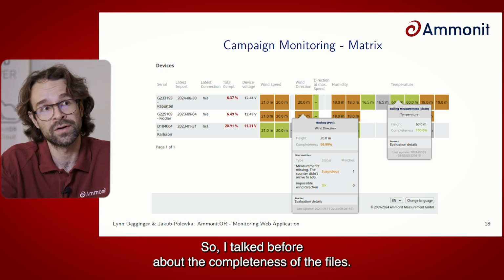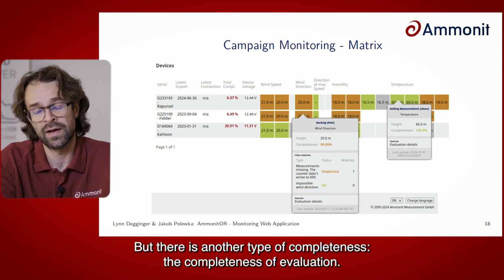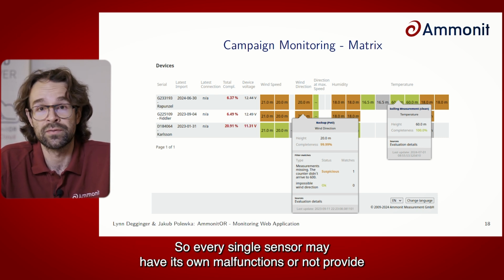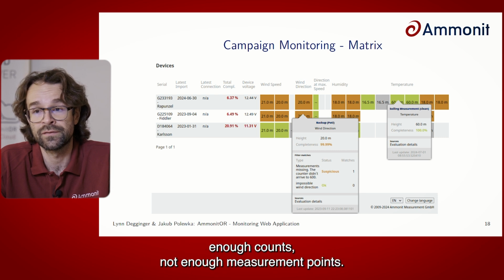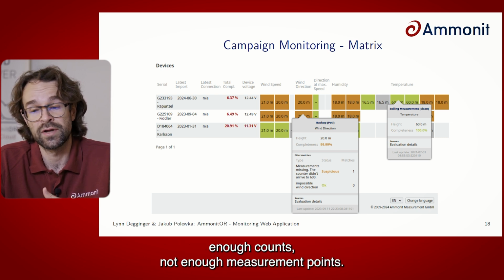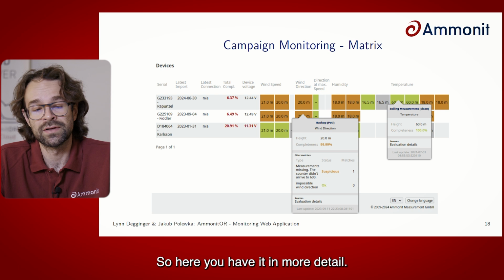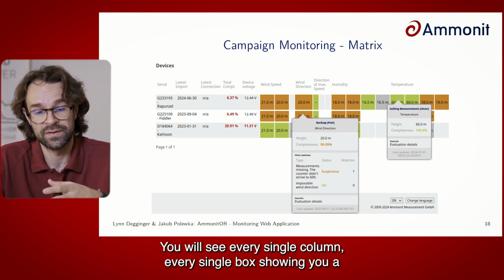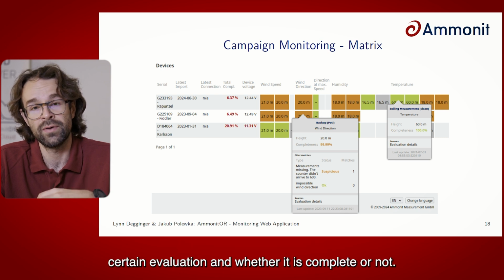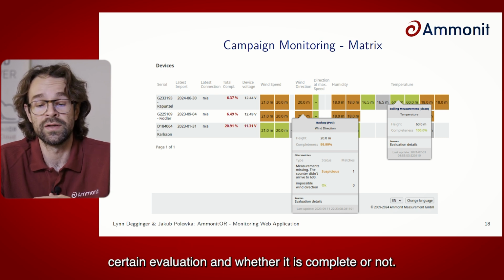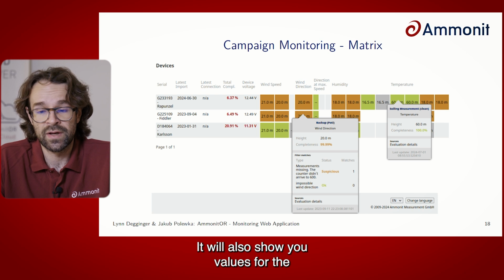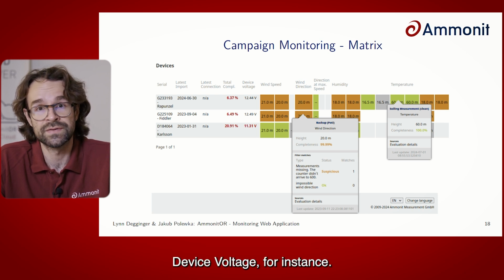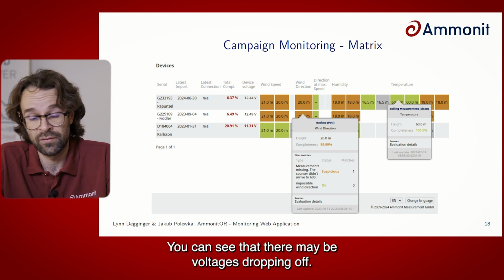So I talked before about the completeness of the files, but there is another type of completeness, that is completeness of evaluation. Every single sensor may have its own malfunctions or not provide enough counts, not enough measurement points. So in here you have it in more detail. You will see every single column, every single box showing you a certain evaluation, and whether it is complete or not. It will also show you some values for the device voltage, for instance. That is an important parameter. You can see that maybe voltage is dropping and so on.